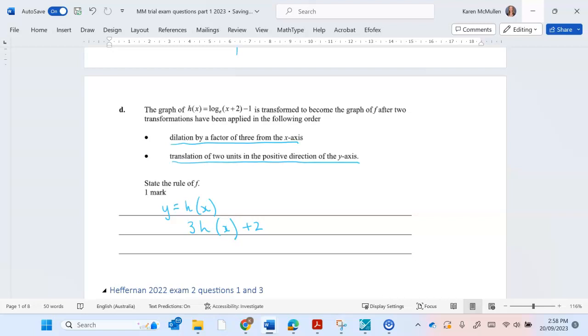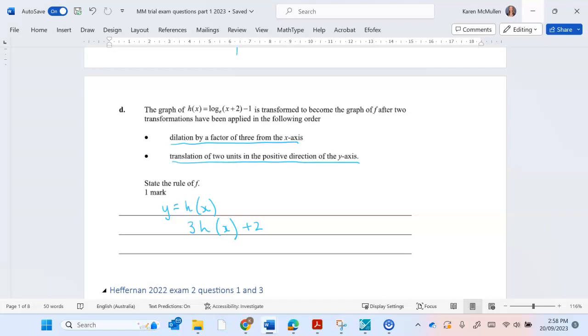You can use mapping here as well, but your knowledge of transformations should be a lot quicker than using mapping, just to save time. So I would do it like this, and then if you had time, you can go back and do mapping, but a lot quicker just to do your 2 transformations this way.